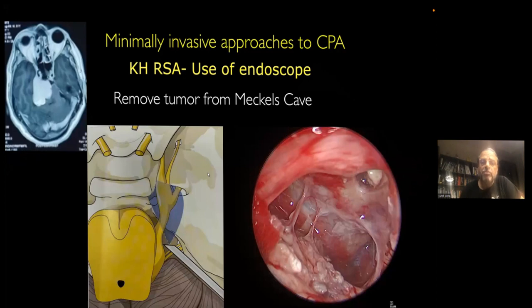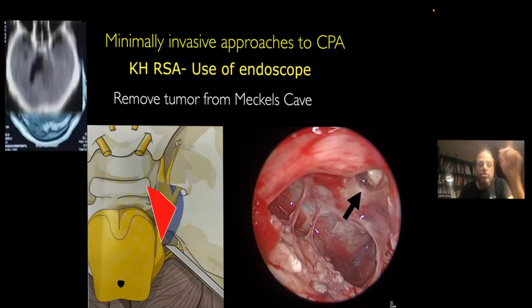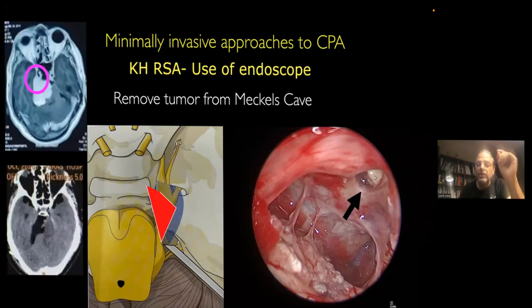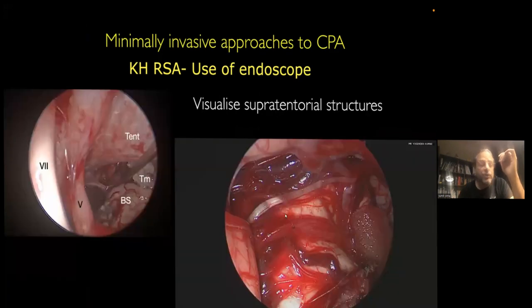Removal of the tumor from Meckel's cave. The endoscope is a beautiful tool. And in some surgeries, you have to remove the tumor from Meckel's cave because it is symptomatic. Patient presents with trigeminal neuralgia, which is very troublesome to the patient. And you see this tumor tissue inside the Meckel's cave, which is the responsible cause and which needs to be tackled and removed endoscopically during your surgical procedure. And this is the post-op CT. You see that the tumor has been completely removed.